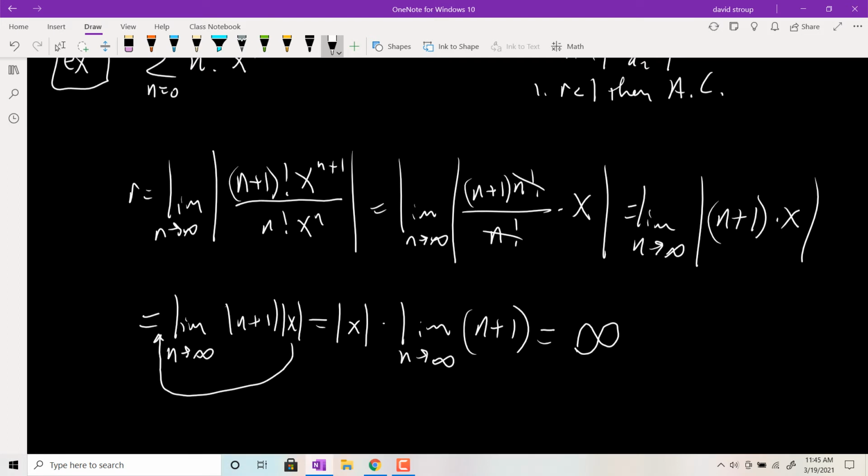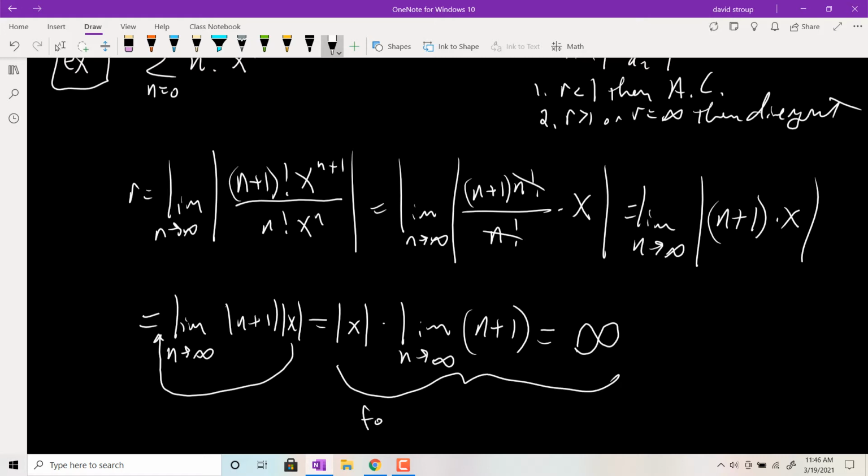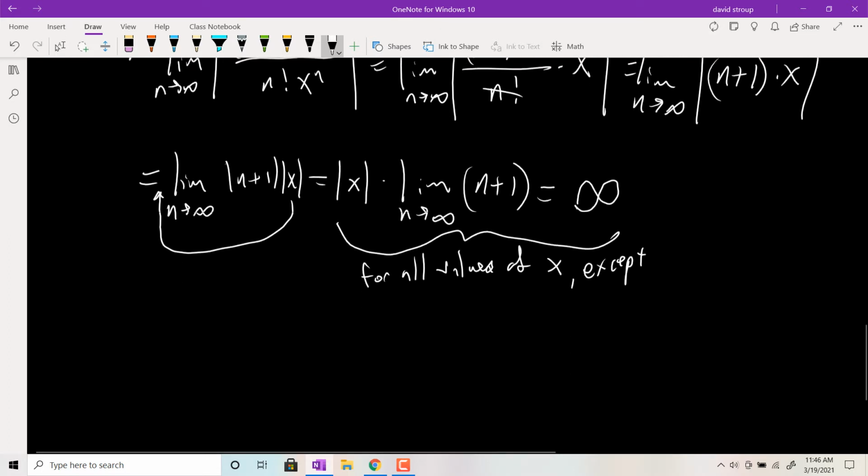So always remember the second criterion: if r is greater than 1 or r is infinity, then it's divergent. So what this says is that for all values of x except x equals 0, the series will diverge.